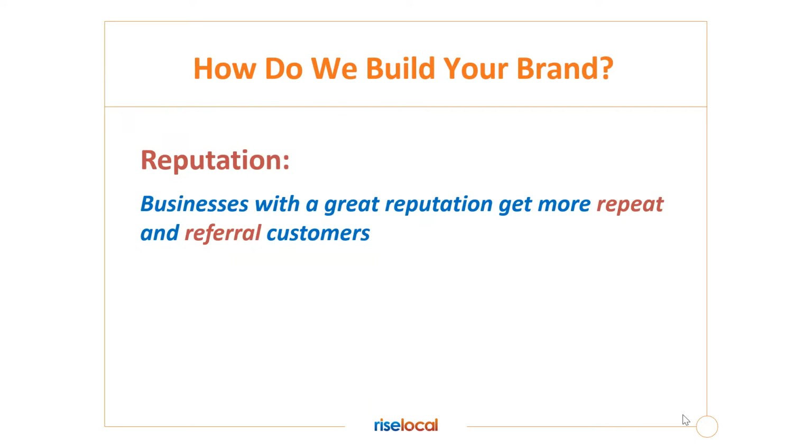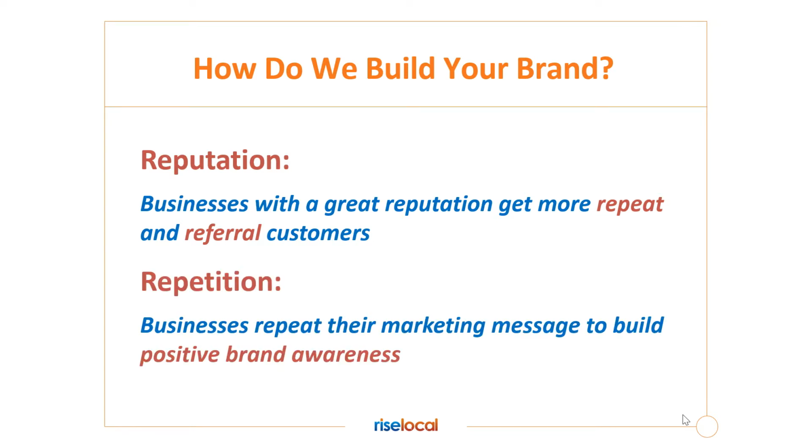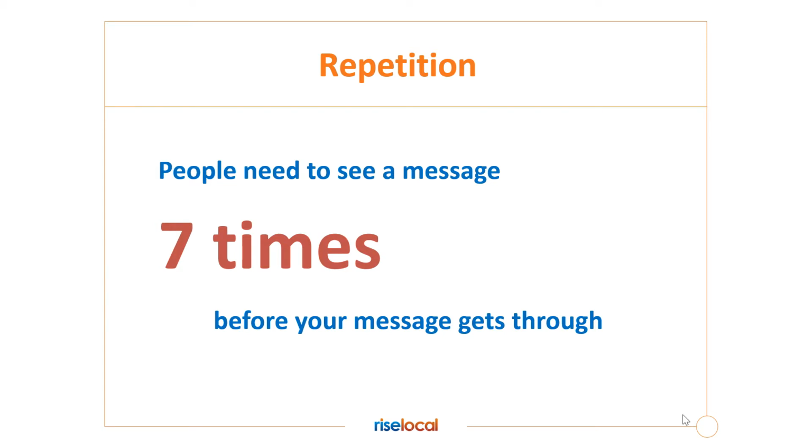All right, so how do we build a better brand? First, we do reputation. Secondly, we look at repetition. We repeat your marketing message to build positive brand awareness for your business. The rule of thumb for repetition in advertising: people need to see a message 7 times before the message gets through. This is a rule of thumb that's been around for a long time.